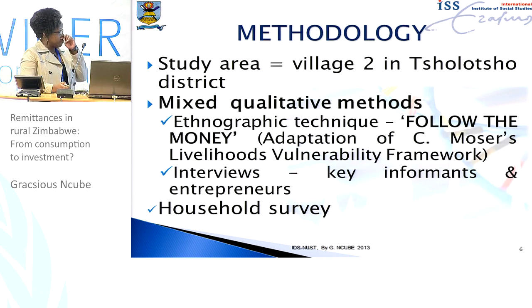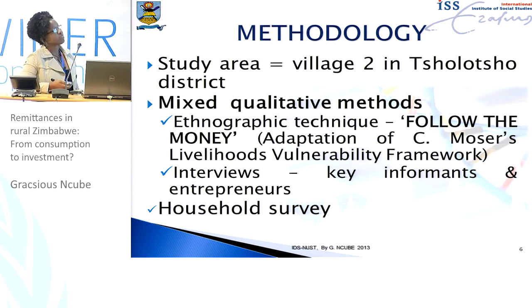And the methodology: the study area is a small village in the Matabeleland North province of Zimbabwe, and it's a rural area that is mainly dependent on subsistence agriculture. We used mixed qualitative methods, where one of them was an ethnographic technique that we called follow the money, which is an adaptation of Caroline Moser's livelihoods vulnerability framework. We also used interviews with key informants and entrepreneurs, and also a bit of household surveys.